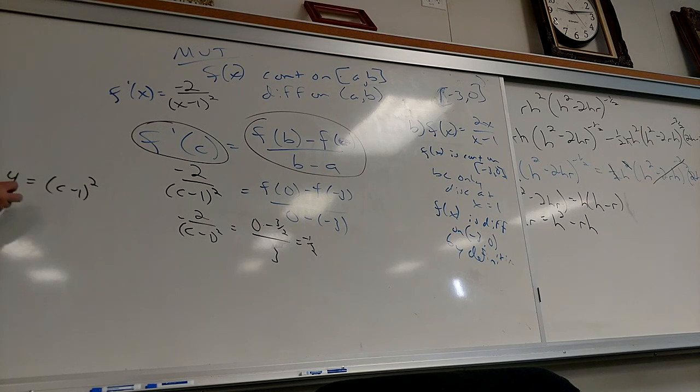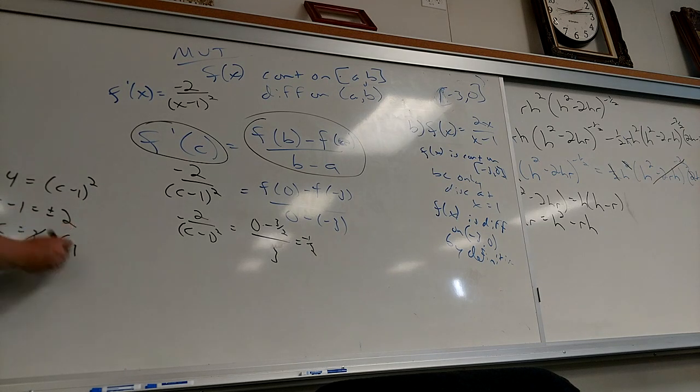And now here I can take a square root. C minus 1 equals plus or minus 2. So I get C equals 3, or what is it, 1? -1. And which one of those is actually in the interval? -1.